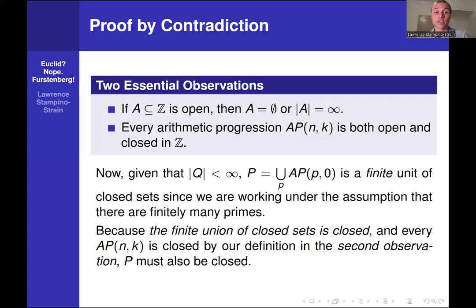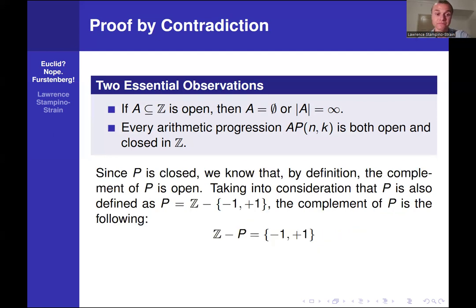Now, because the finite union of closed sets is closed, and every A_{P,K} is closed by our definition made in the second observation, P must also be closed, right? So we're defining our set, the union of arithmetic progressions with prime numbers, to be closed, right? Because A_{P,K}, again by our definition in the second observation, is closed, and the finite union of closed sets is closed. So P must be closed as well.